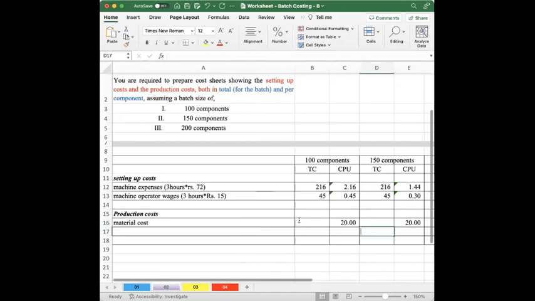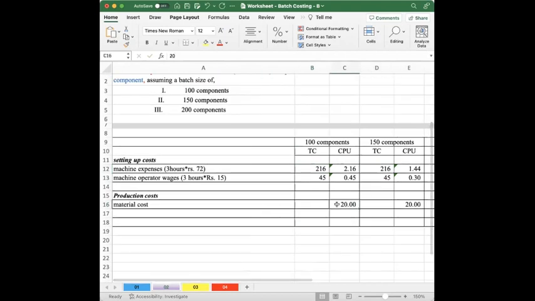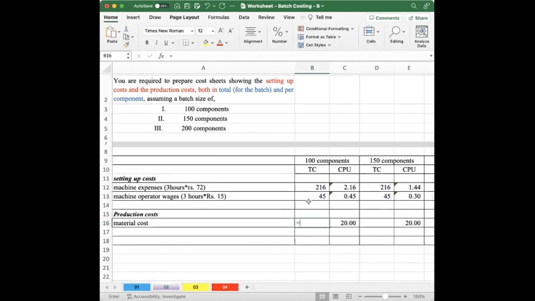But the total cost depends on the number of components. Setting up cost did not depend on the number of components, the number of units. Normally, machines work consistently, right? Maybe per batch here, according to this question, not per unit wise. Okay, per batch it is working. That's why the batch cost did not differ. But when considering the production cost, per unit cost may be similar, but total cost differs.